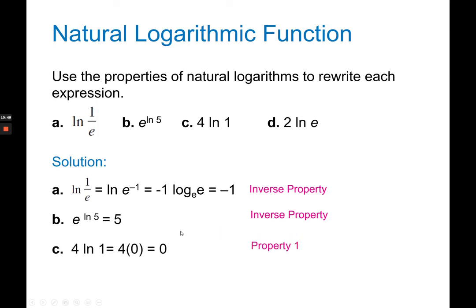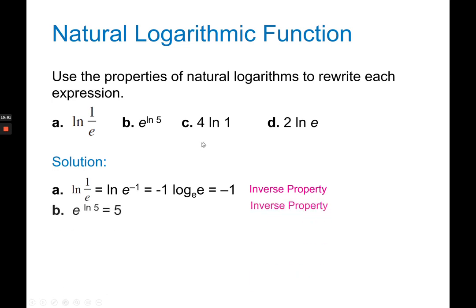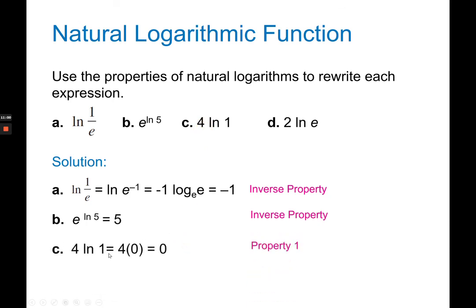Next, if you have 4 times ln of 1. Here, logarithm base e of 1 asks how many times e is multiplied by itself to become 1. Therefore, the exponent is 0, so ln 1 is 0. 0 times 4 is 0, so the whole expression becomes 0. That's by property 1.